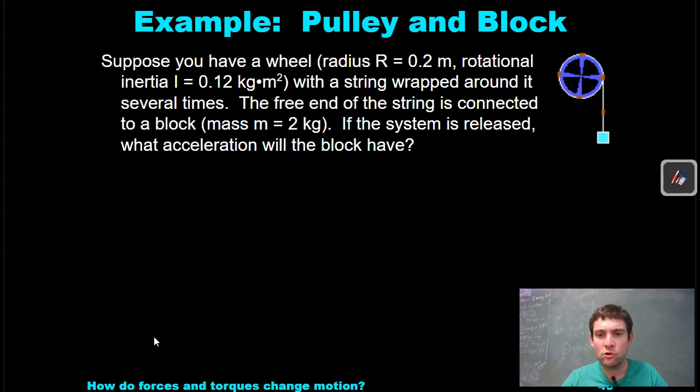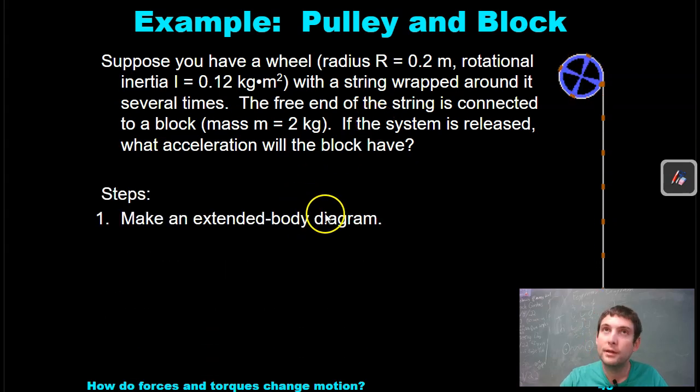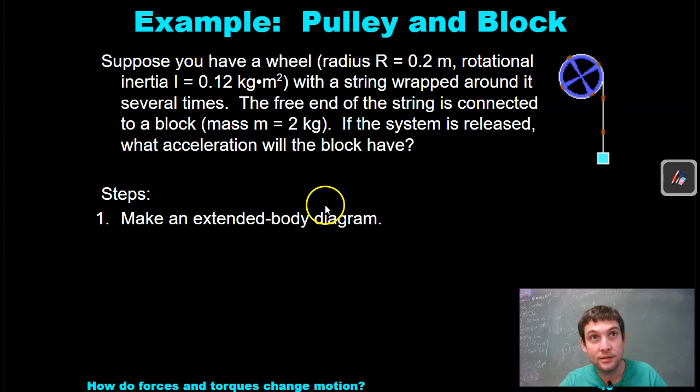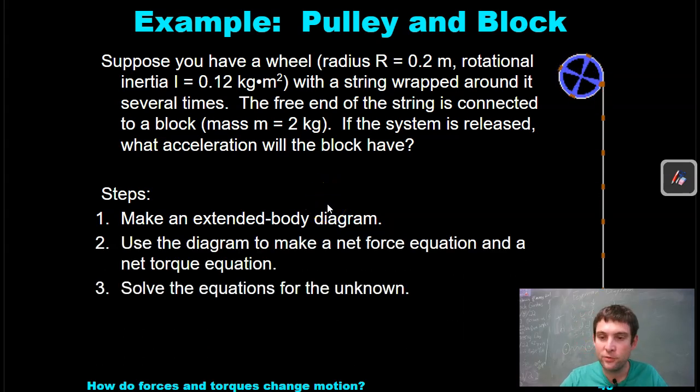If we've got a wheel with a string wrapped around it several times, moment of inertia is given to us, radius given to us, the free end of the string is connected to a block. If the system is released, what acceleration will the block have? First, draw your forces. Next, Newton's second law. Solve the equations for the unknown.